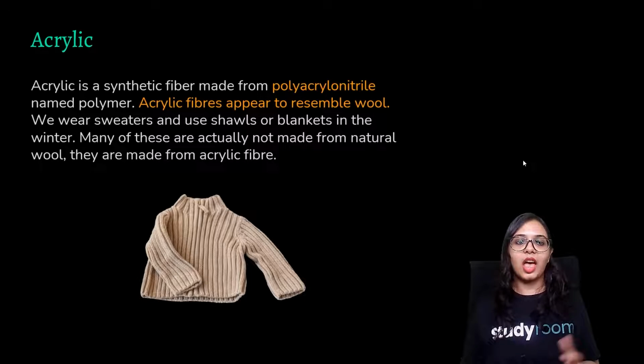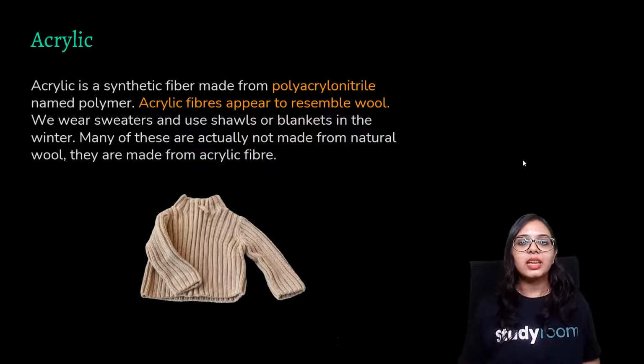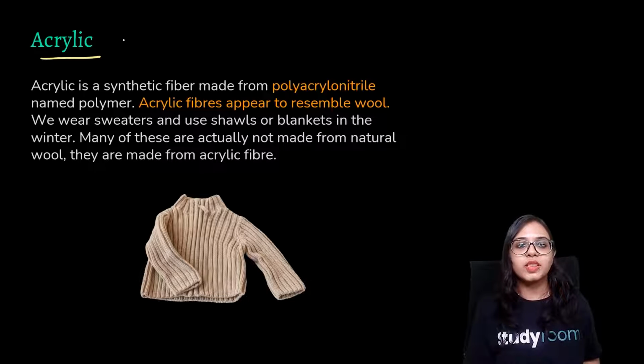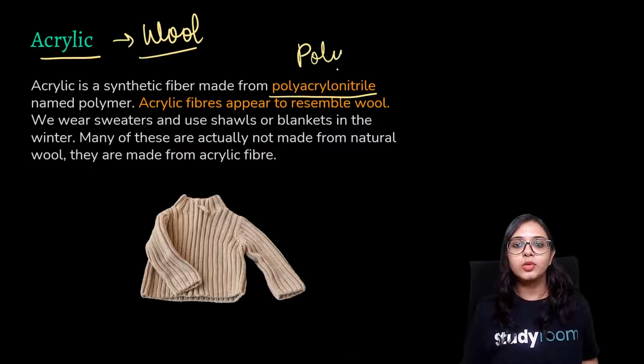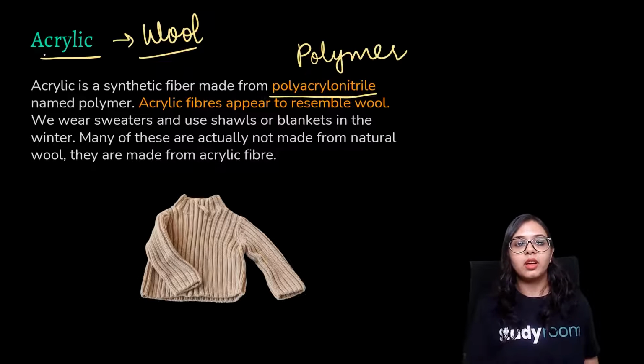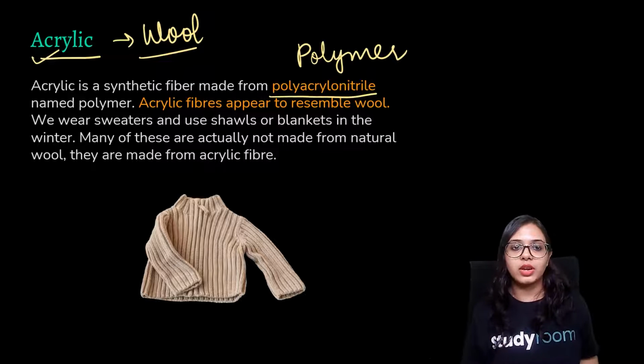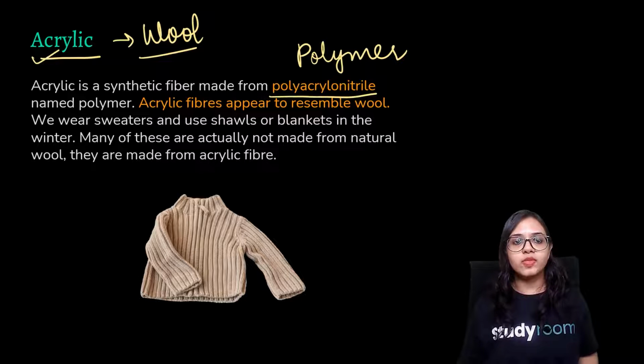Now let's have a look at acrylic. Acrylic is a fiber that is made to resemble wool. Acrylic is a synthetic fiber made from a polymer named polyacrylonitrile. This is the polymer that is used to make the fabric acrylic. Acrylic fibers appear to resemble wool.